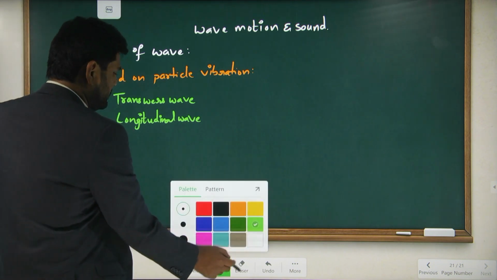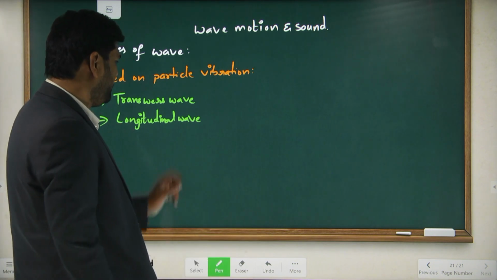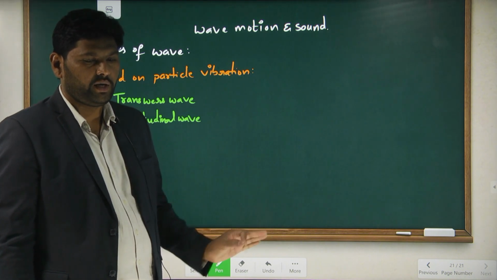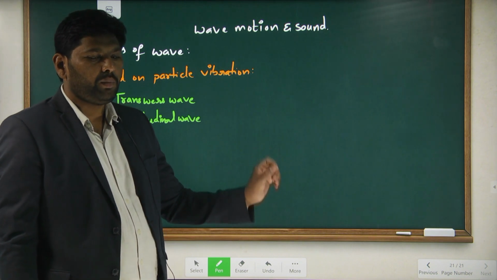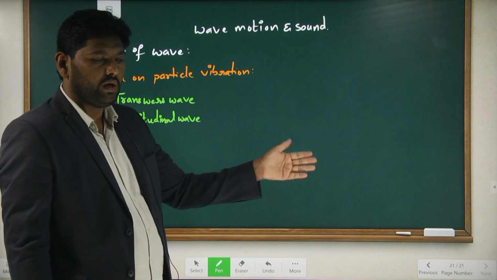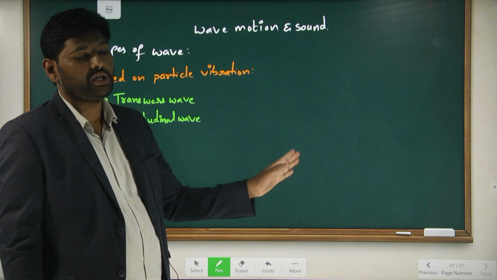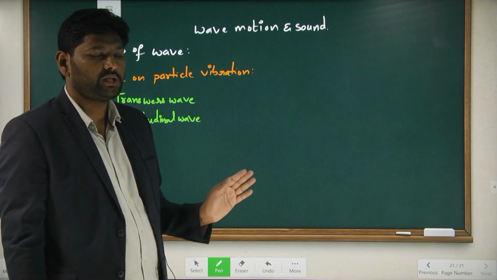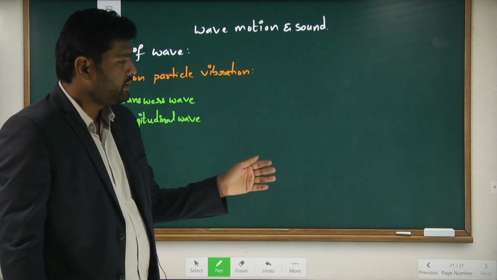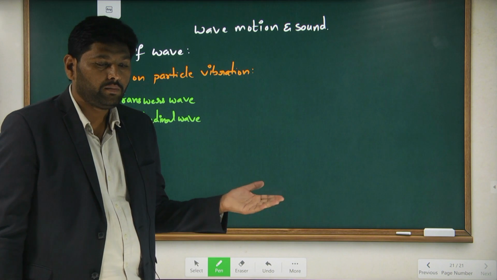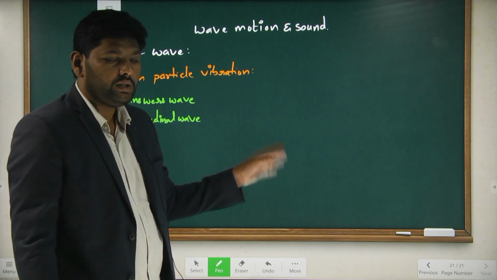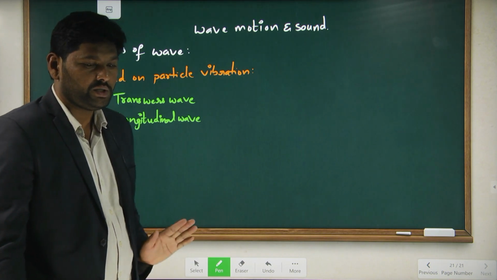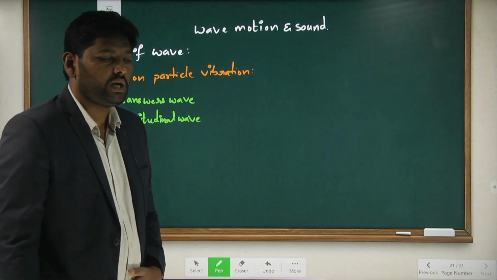Let's see now. Transverse wave means the wave is produced because of the vibration of the particle. If the vibration of the particle is in the perpendicular direction to the wave propagation, that kind of wave is known as a transverse wave. Once again, the wave is produced because of the vibration of the particle, and these vibrations happen perpendicular to the wave propagation. That kind of wave is known as a transverse wave.